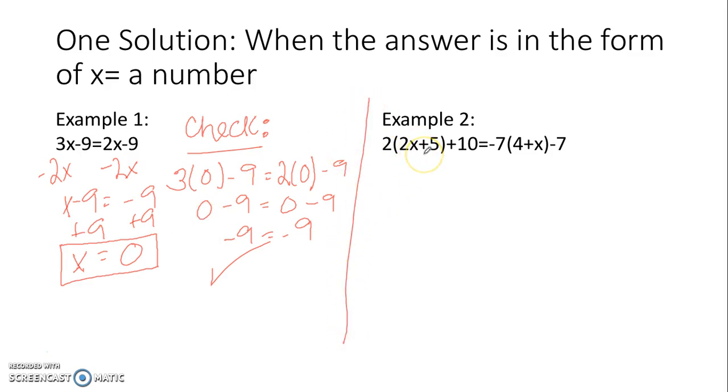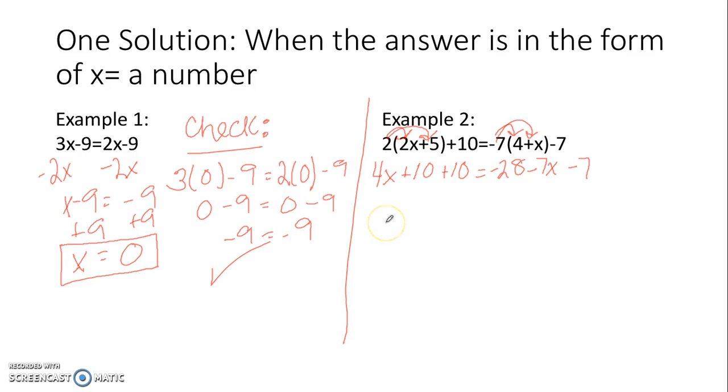Example number 2, step 1, distributive property. So 2 times 2x is 4x. 2 times 5 is 10, positive 10, so it's a plus. Then bring it down, plus 10 equals. Now let's do the same thing on this side. Negative 7 times positive 4 is negative 28, minus, because negative 7 times x is negative 7x, and then minus 7.